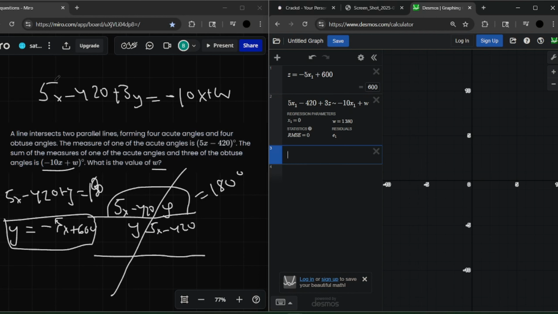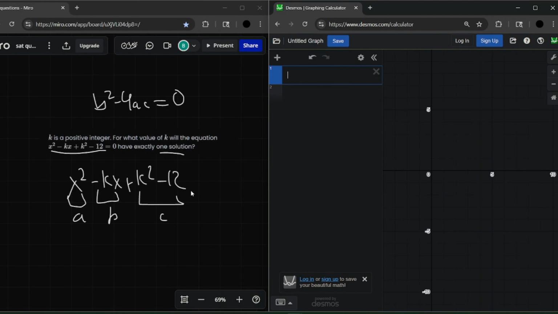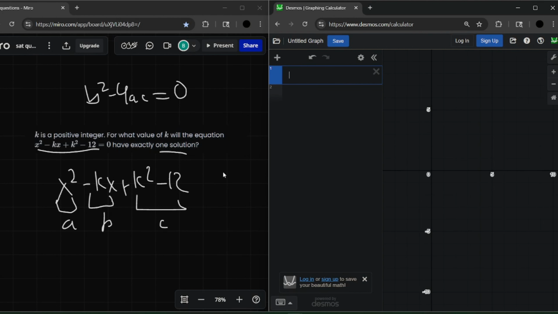So 1380 is our answer. Let's run through another hard SAT question super quickly. So this question here is testing your knowledge on the discriminant formula, and we're being asked to find the value of k.